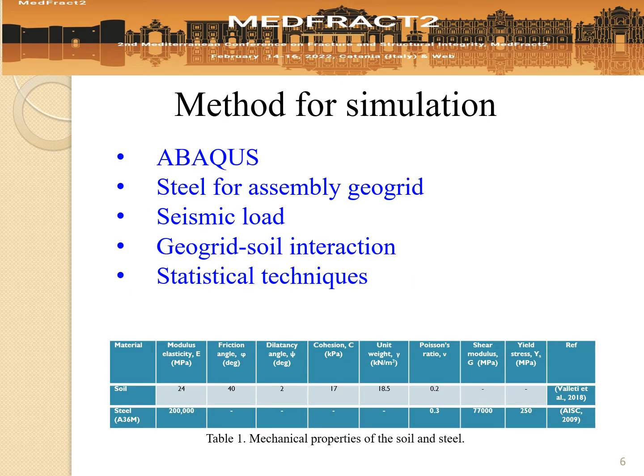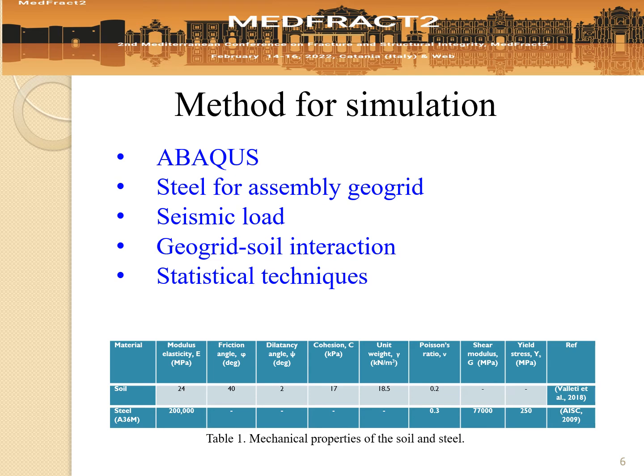The method for simulation. The method of simulation here is numerical simulation based on FEM software, Abaqus, commercial software. We use steel for assembly of geogrid in the FEM software environment, and we applied a seismic load on the model, and geogrid-soil interaction has been introduced to the software, and based on the results from the numerical simulation, a statistical technique was applied for the interpretation of the result.